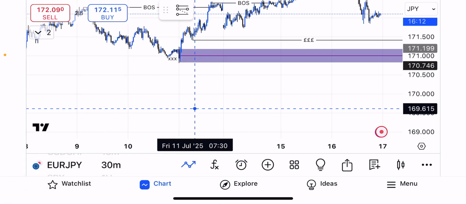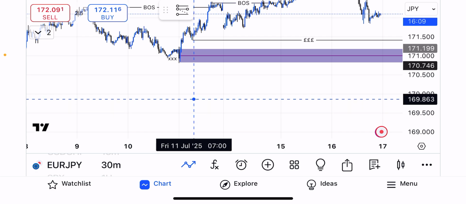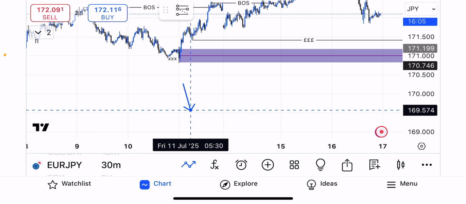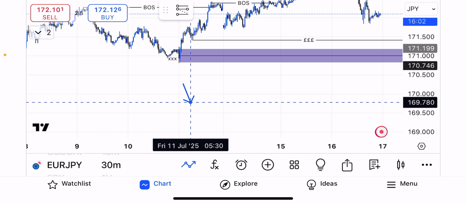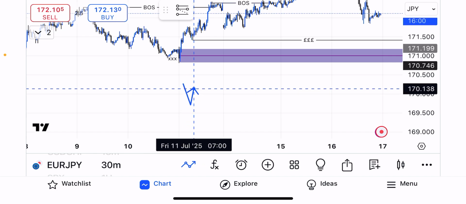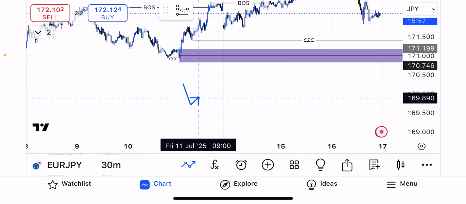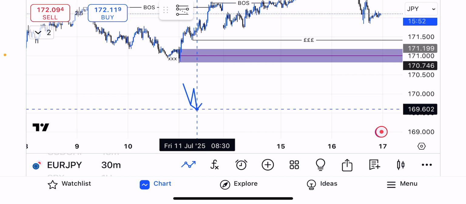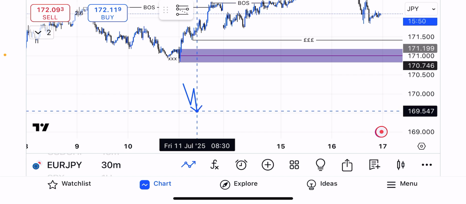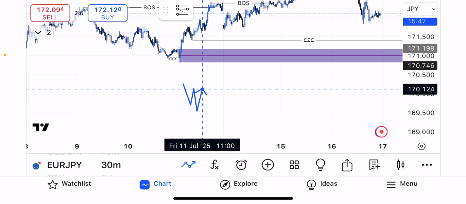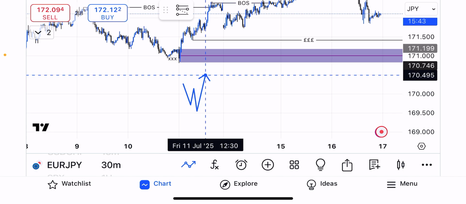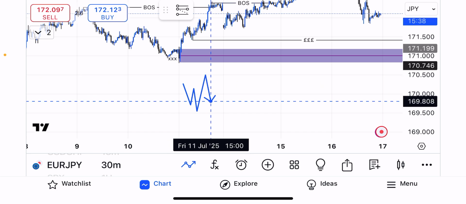Okay. What are we looking for? Note, in advanced SMC, firstly we are looking for a sweep. Look at what price will do. Price is coming like this. Price will now come like this. When price comes like this, price will have swept that liquidity, right? Then after that, price will break this structure. A break of structure. After a break of structure, price will now leave a liquidity.